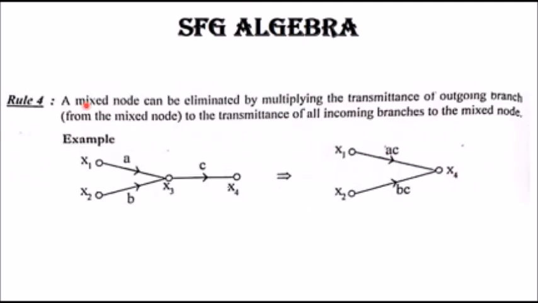Then we have another example: x1 and x2 signals are added at x3 with transmittances of a and b. So this is nothing but x1a plus x2b, into c, which is also represented by x1 into c, where x1 passes through AC and x2 passes through BC. Okay, distributive law.